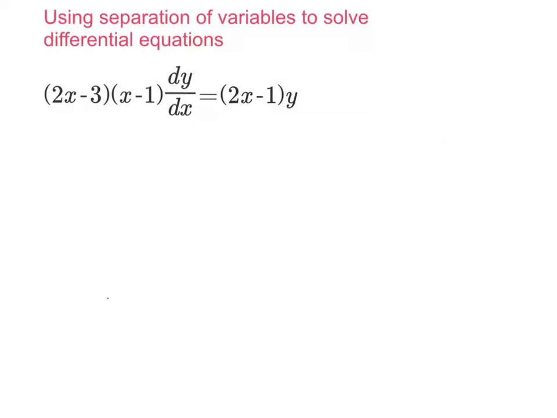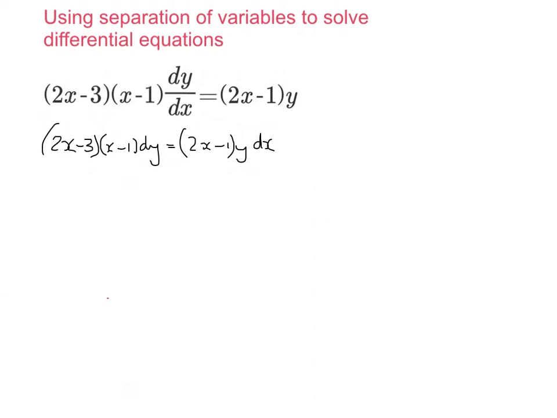I'm going to go quite quickly through 6 examples of using separation of variables to solve differential equations to help you get an idea of the method and techniques involved. First thing we're going to do is multiply both sides by dx. (2x - 3)(x - 1) dy = (2x - 1) y dx.